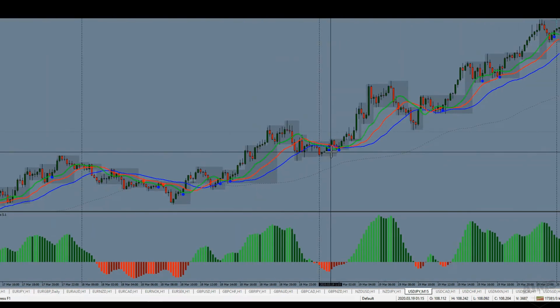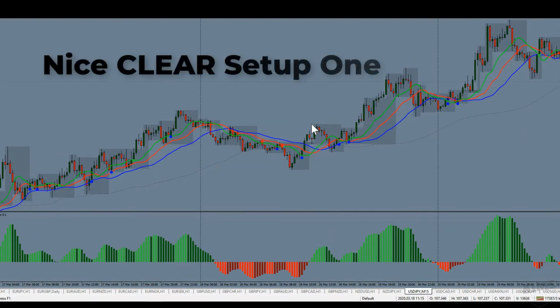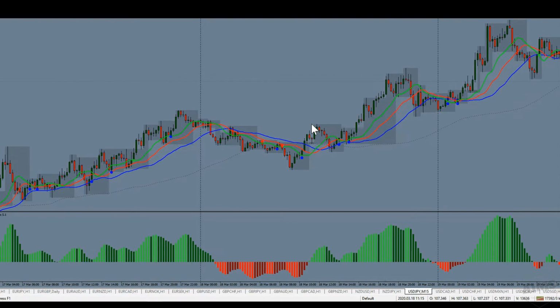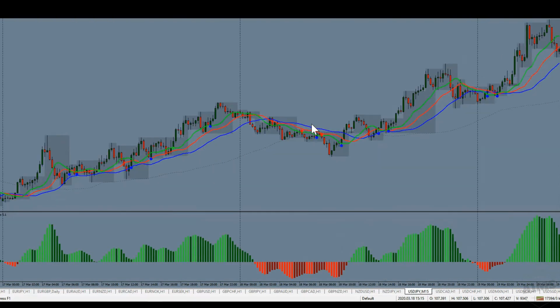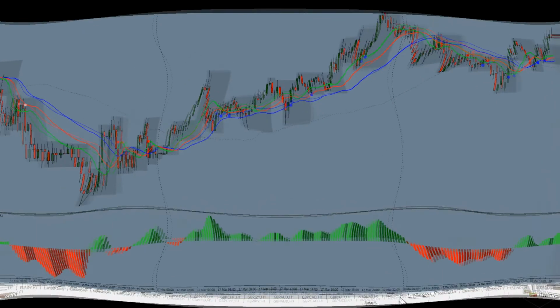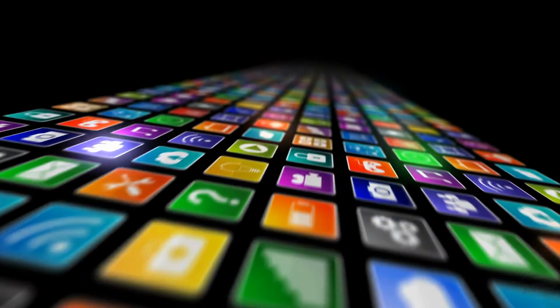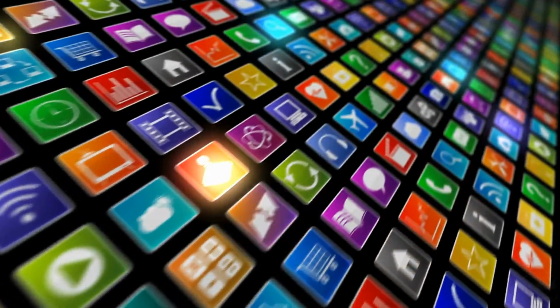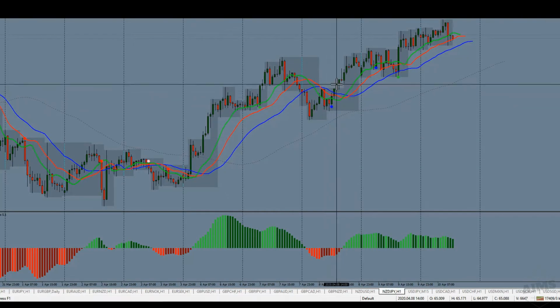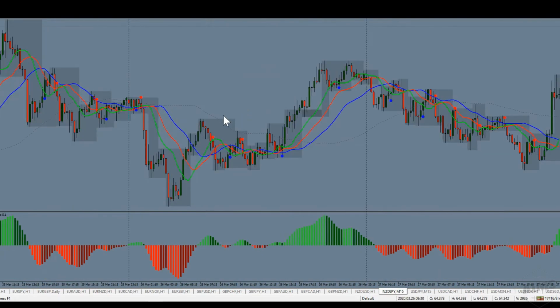Over here, beautiful setup 1. They do happen. They do happen. They happen less often during Tokyo session, but they do happen. Let's take another example. Something that is a cross. So let's say a Kiwi yen. Look at it. What a beautiful setup here. Let's go to the M15 chart.